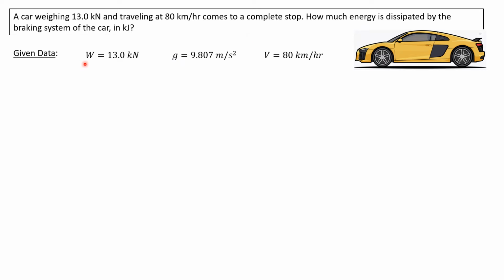So here's the data we were given. We're given the weight of the car, not the mass. That's the weight. We're given the acceleration of gravity and the velocity that's dissipated. So the initial velocity is 80 kilometers per hour. The final velocity is 0.